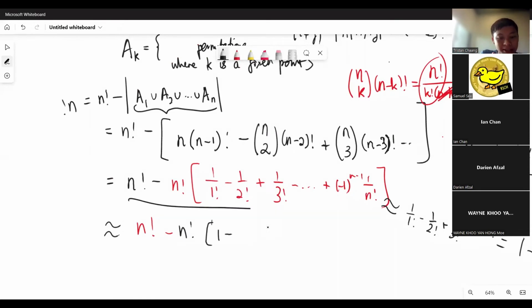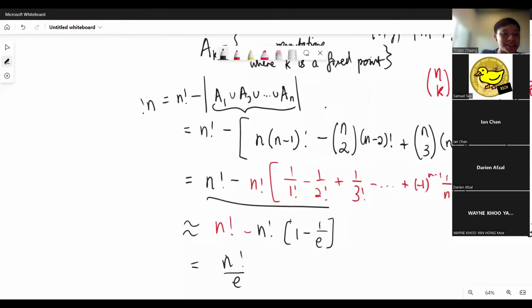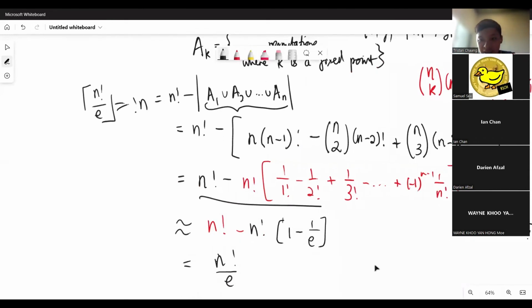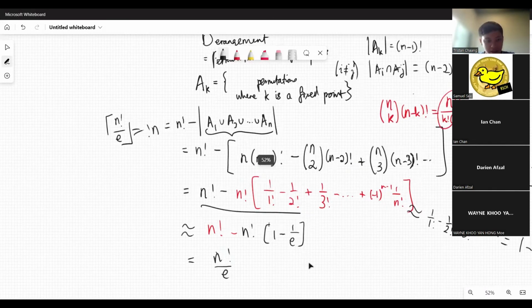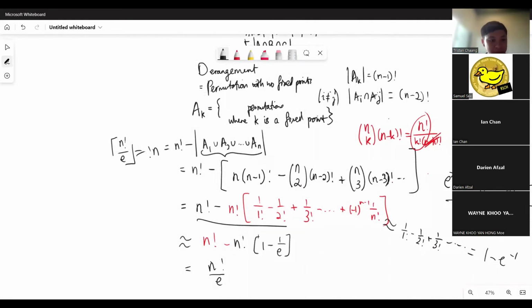But this would be 1 minus e to the 1 minus 1 over e, and this is n factorial over e. So the answer to the number of derangements is actually the closest integer, which I will write like that, of n factorial over e, which is quite nice, interestingly. Okay, so that's for derangements. Let's just move on.